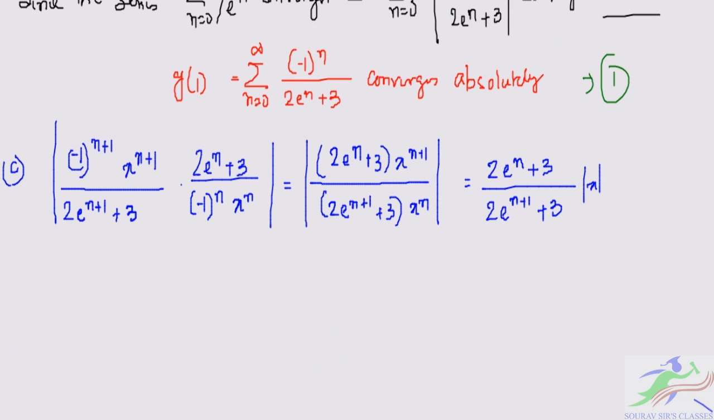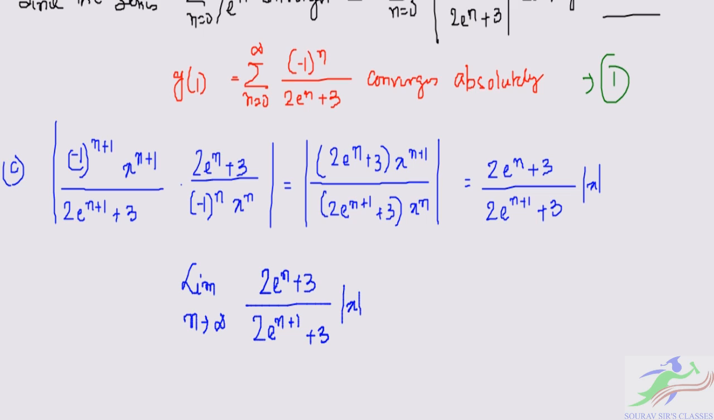Now we have the limit as n tends to infinity of (2e^n + 3) by (2e^(n+1) + 3) mod of x. So that is 1 by e mod x, right? So that is the computed limit of the ratio.